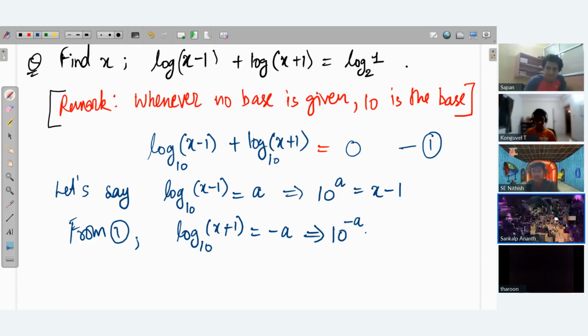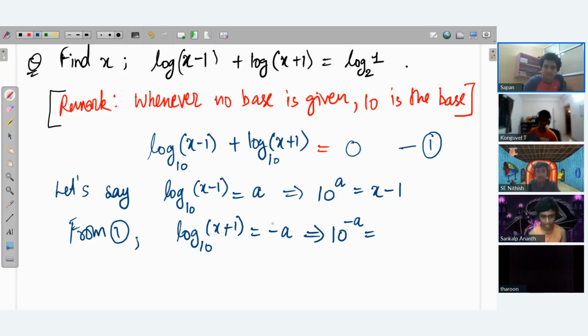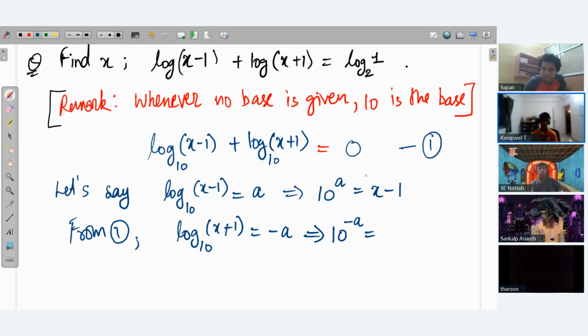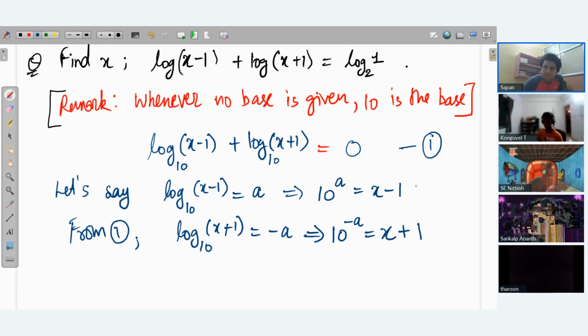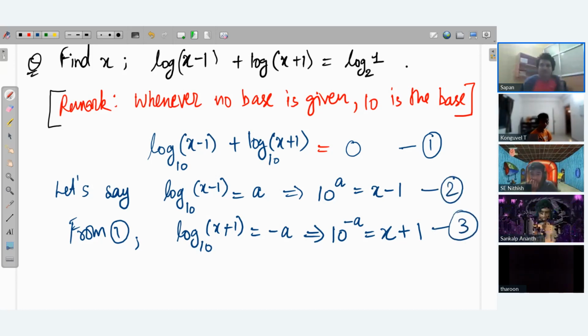It has to be minus x. Now, when you add a and minus a, you get 0. That's what you want. So we add a minus sign to the second one. Okay. So what we want is we need to see 2 and 3 and solve for x. Correct. Yes, sir.